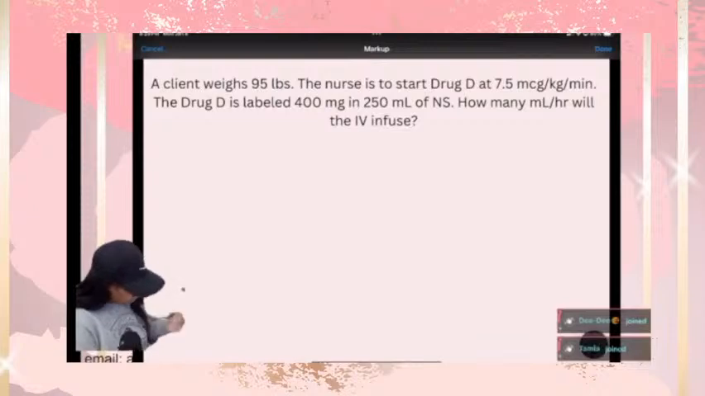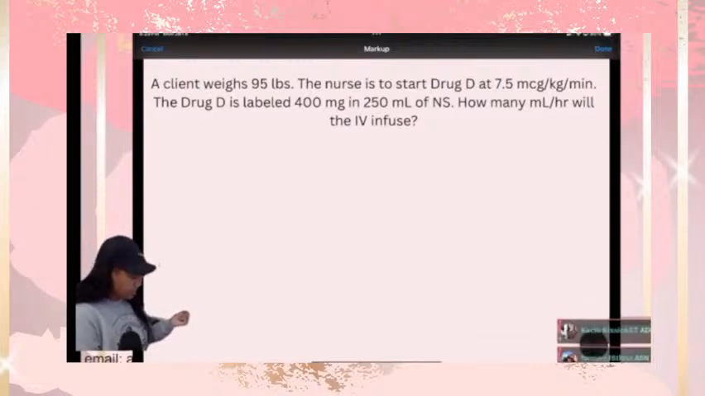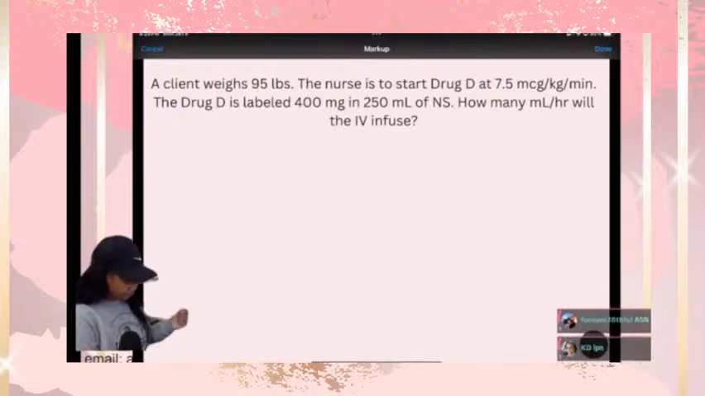Pre-nursing. That's what's up. Okay, a client weighs 95 pounds. The nurse is to start drug D at 7.5 mics per kilogram per minute. Drug D is labeled 400 milligrams in 250 mLs of normal saline. How many mLs per hour will the IV infuse? So, PPP, patient prescription product, question mark.